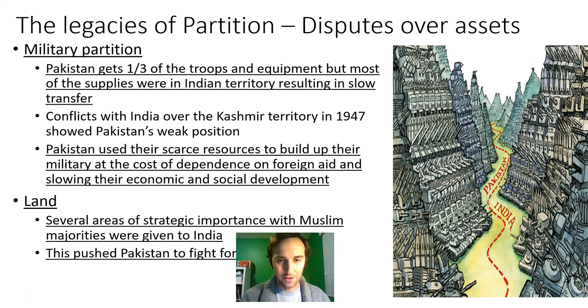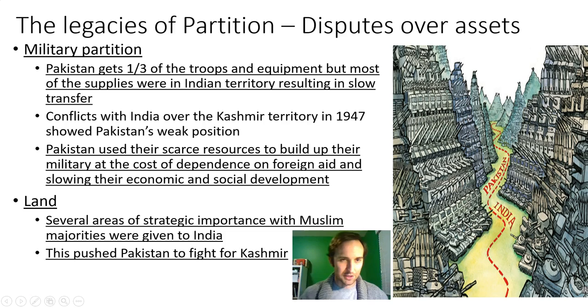As far as the military, it's also uneven, but Pakistan's catching up. Pakistan got 1/3 of the military and equipment, but most of the supplies were in the Indian territory, and India was very slow to give up that equipment, and there was some bias, most definitely, in giving it up. They started to have fights very early on in the split, and India decided to keep some of that equipment. So conflicts with India over the Kashmir territory, which continue to this day, really showed that Pakistan had a very weak position, that India could do what they wanted.